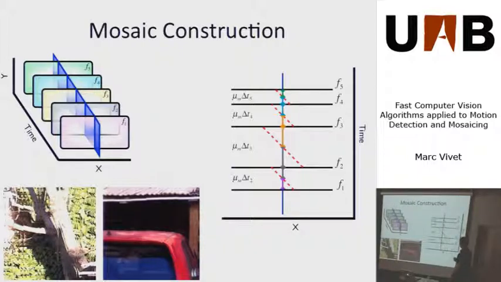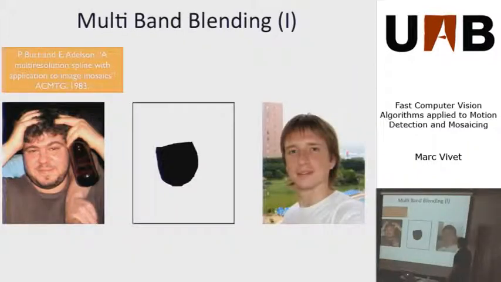But as you can see, constructing the mosaic has very big problems, because you can see exactly where the strips are stitched. The scene has parallax and the alignment is very difficult to make perfect. So what we need to do is try to hide this region by using some kind of blending. So we propose to use multiband blending.